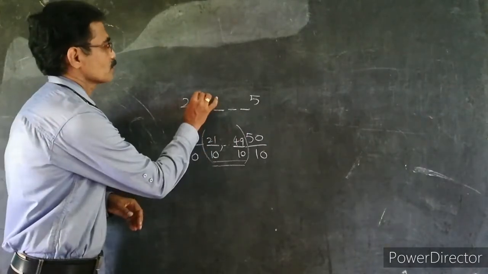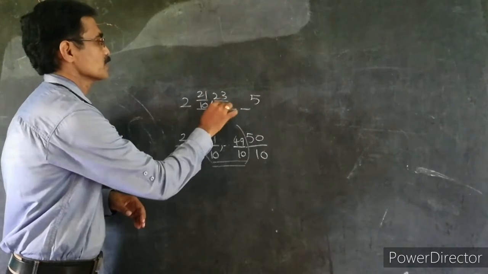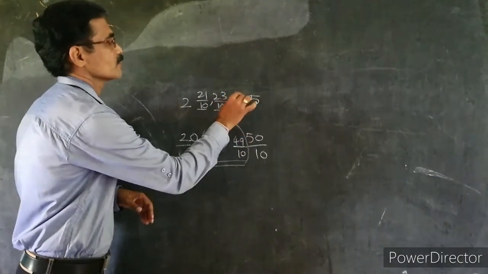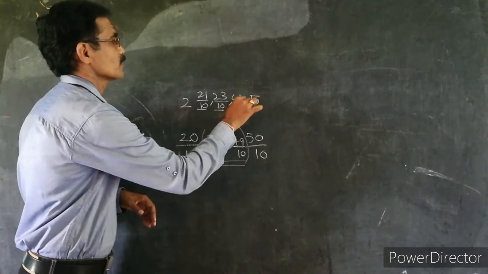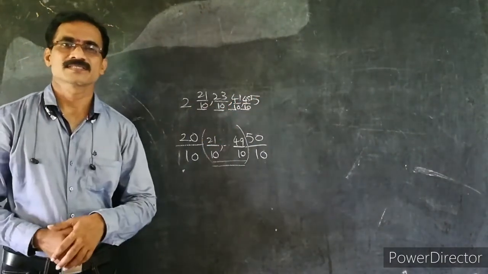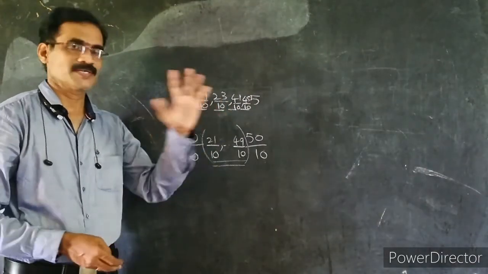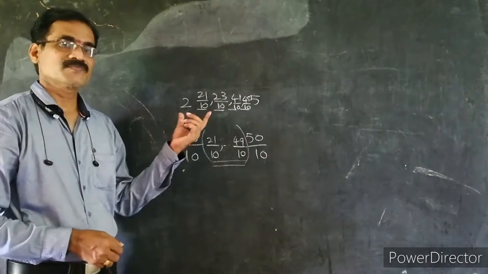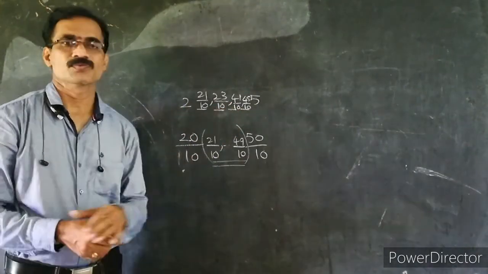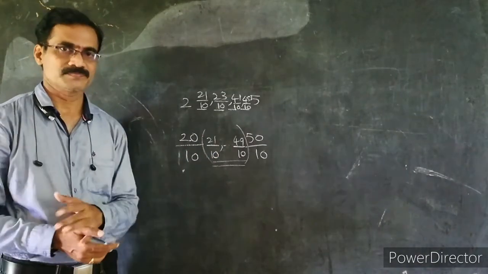That means 21 by 10, 23 by 10, 41 by 10, 45 by 10. That is 4 rational numbers we have written between 2 and 5. This is the way of expressing rational numbers between two whole numbers. This is the process.